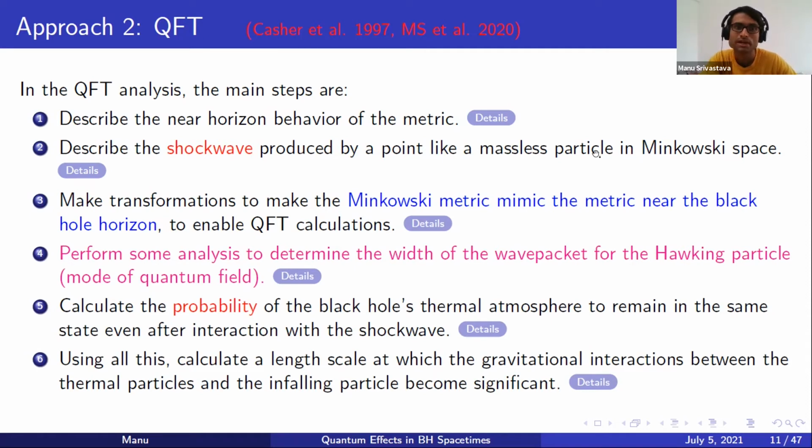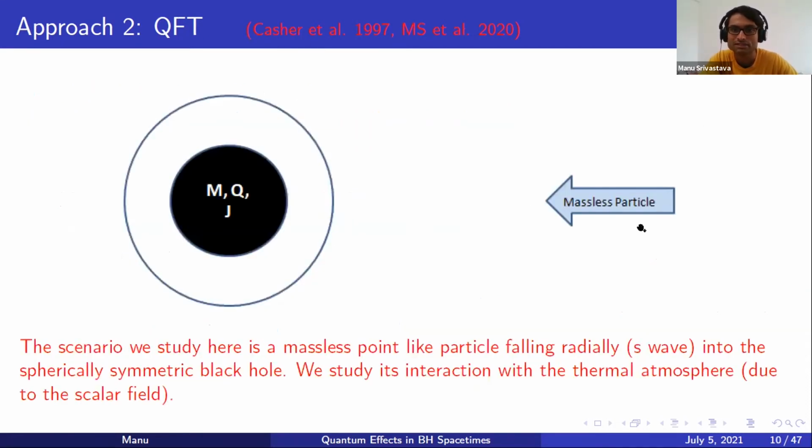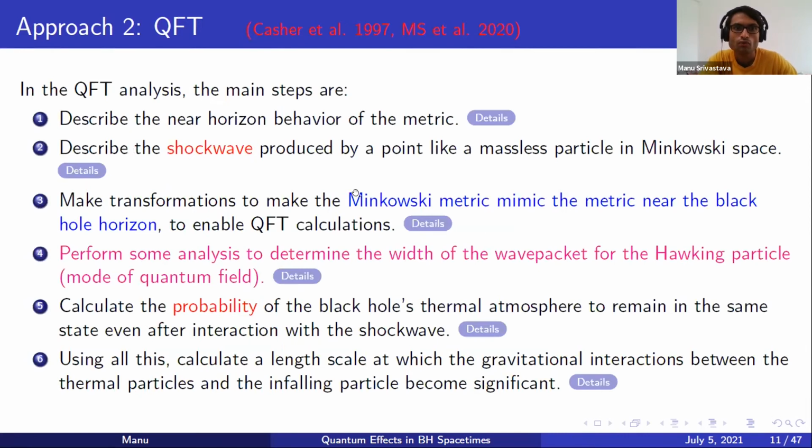So we have this massless particle coming in. What is known in literature, or what say 't Hooft and Dray showed in 1985, is that a massless point-like particle in Minkowski space, the effect it has on the space-time is that it produces a shock wave. But on this slide itself, what I want to point out is that their result is valid in Minkowski space, whereas our scenario is a black hole space-time.